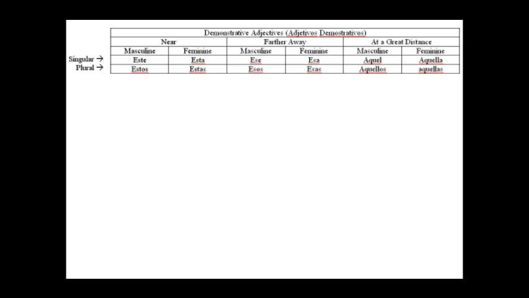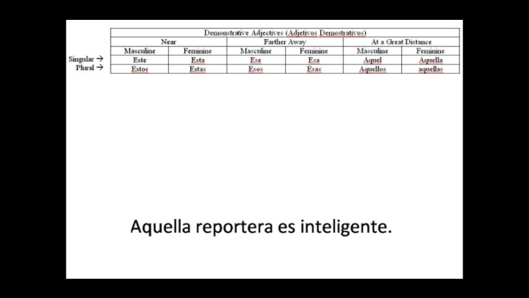Or that channel farther away is my favorite. Ese canal es mi favorito. And then maybe lastly I could say that reporter really far away is intelligent. Aquella reportera es inteligente. So you can just take these demonstrative adjectives and nouns and throw them into sentences, talk about whatever you want to talk about. They work pretty much the same in Spanish as they do in English. There's just more of them. So you might want to copy this chart down, study it, memorize it, and then that's it.